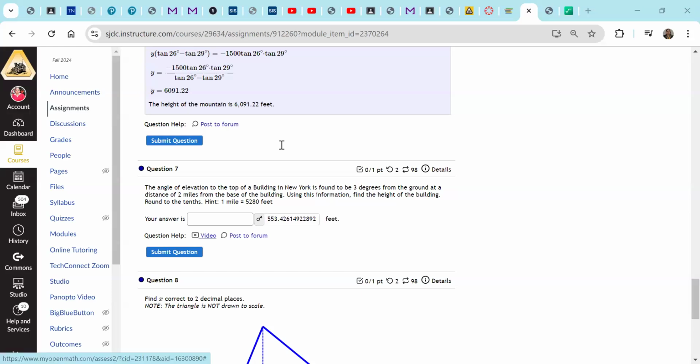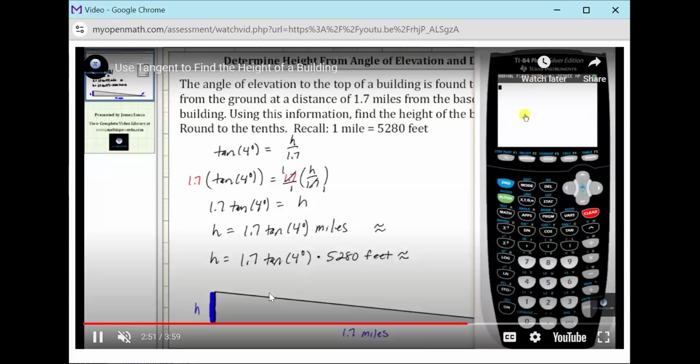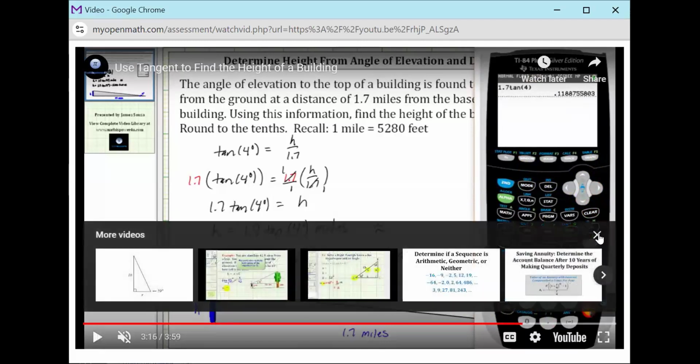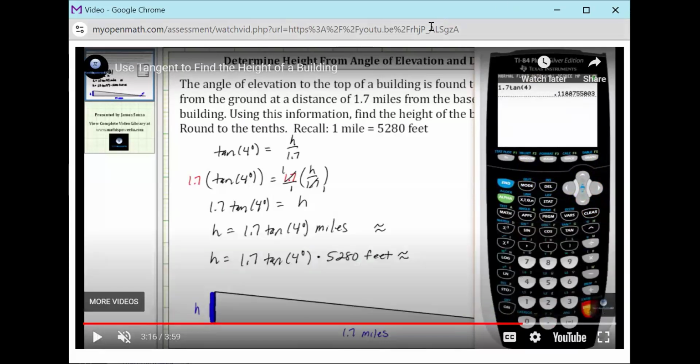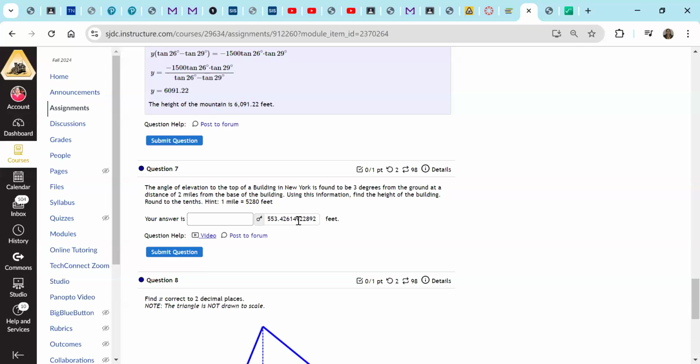Here is a parallel example to that one. The angle of elevation, this is the height, and this was the distance in miles. So tangent is equal to height over the base. Whatever the angle is that we fill in here with the tangent, and then cross multiply to find the height, and then convert the miles into the feet by multiplying with 5,280. So exact same calculation we're gonna do in our problem. And when you do that same calculation here, you will get 553.4261 feet.